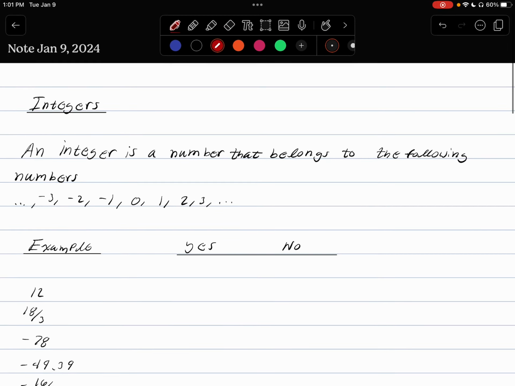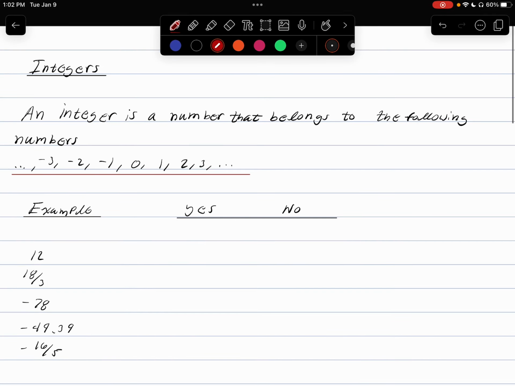Okay. And we can express the set of integers just how we have it written here. You have a set of three dots on the left. That indicates the pattern continues to infinity to the left. Then we have negative 3, negative 2, negative 1, 0. Then 1, 2, 3. And then we have three dots on the right, and that indicates that it goes off to infinity on the right. So this is one way of writing the set of integers.